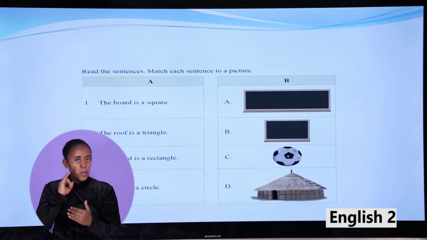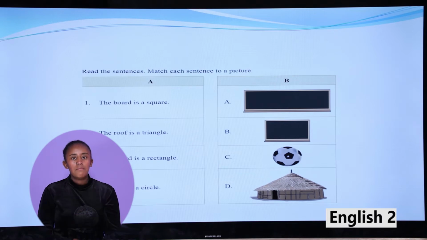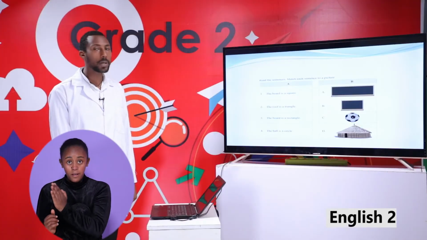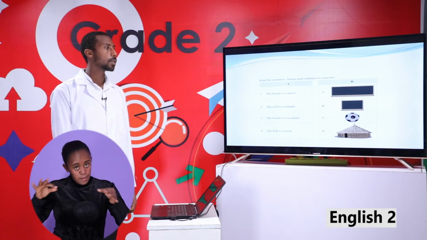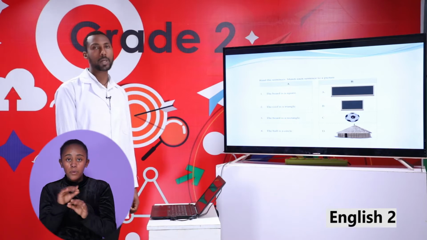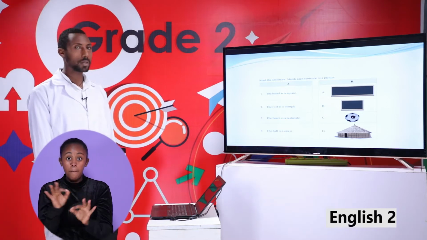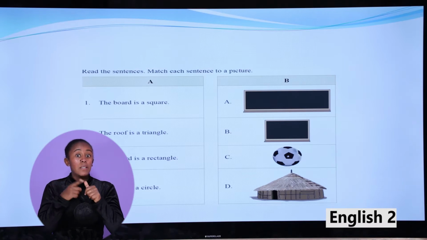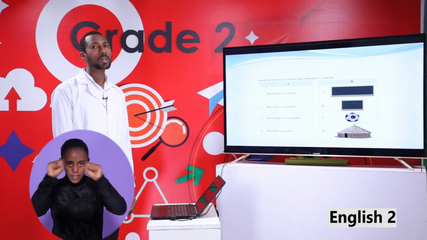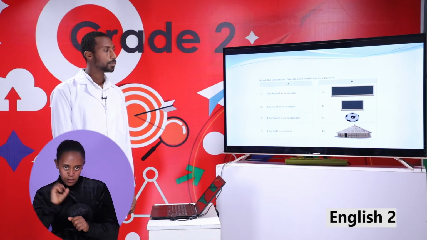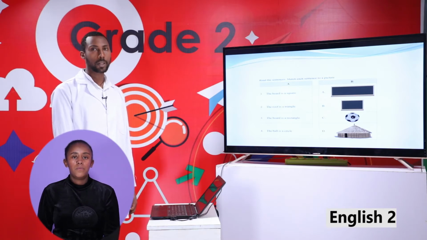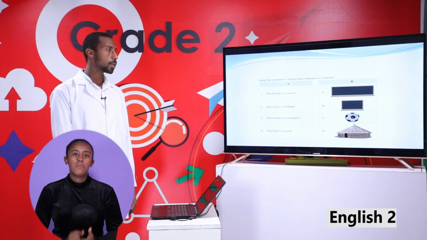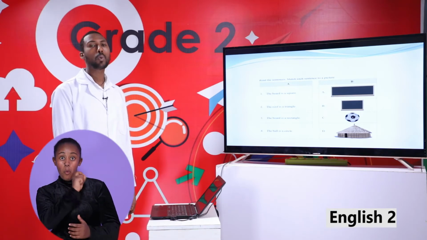Let us go to the next point. Students, look at this picture carefully. There are four sentences over here, and on the right side, there are four pictures. The instruction says, read the sentence and match each sentence to a picture. Let us do it together, students. Look at the first sentence. The board is a square. I will give you 1 minute. You have to tell me the possible answer for question number one. So, what will be the response?